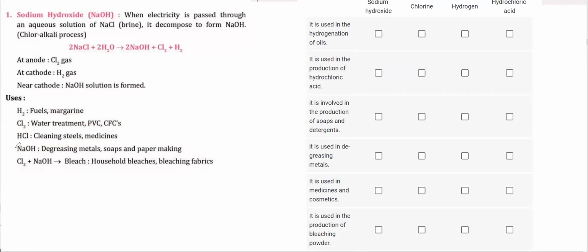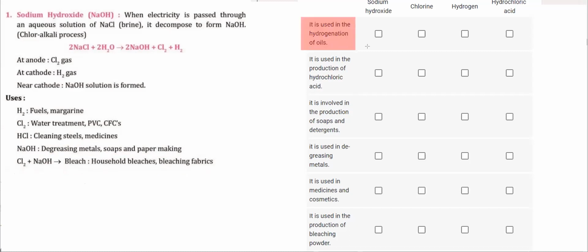Further, sodium hydroxide, as we have already done, is used in degreasing metals, soaps, and paper making industries. The chlorine obtained during the electrolysis and the sodium hydroxide together are used to make bleach, and bleach is used as a household bleach for bleaching fabrics. That means removing color from fabrics. These are their uses. Now we are going to do questions based on this.